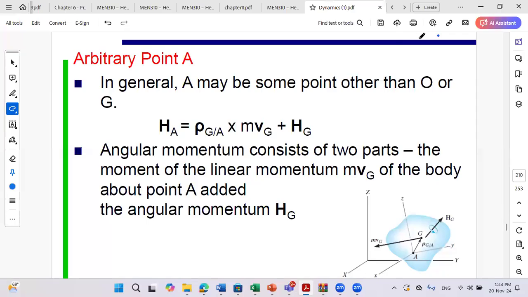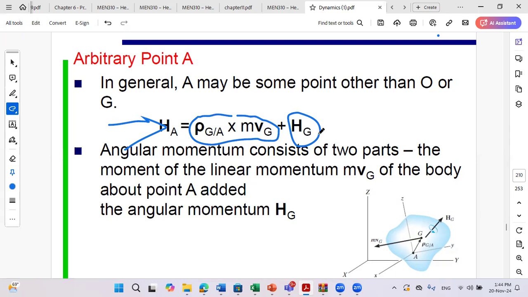So we will see that if we do integration, we'll get exactly the same result that we developed previously in 2D. Okay, and this is a physical result stating that I can determine for any point A the angular momentum about this point. It's the moment of vector mv_G about A plus the angular momentum about G.